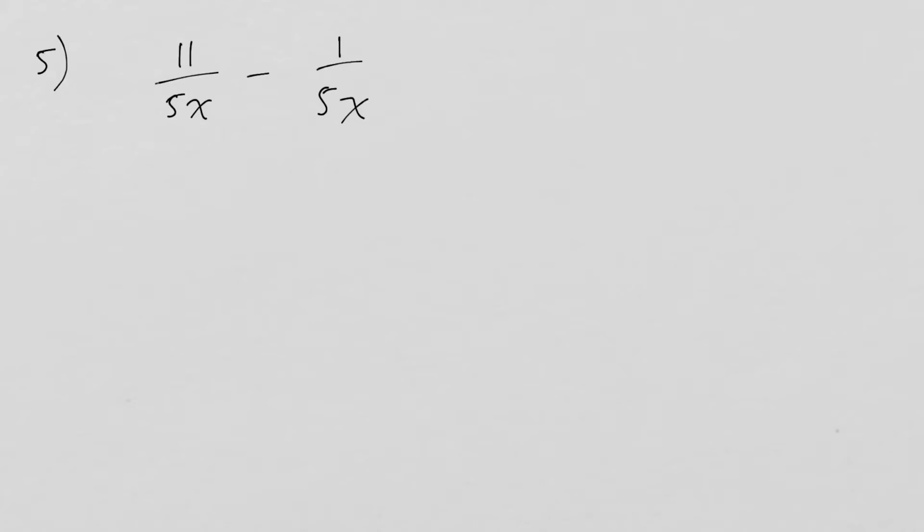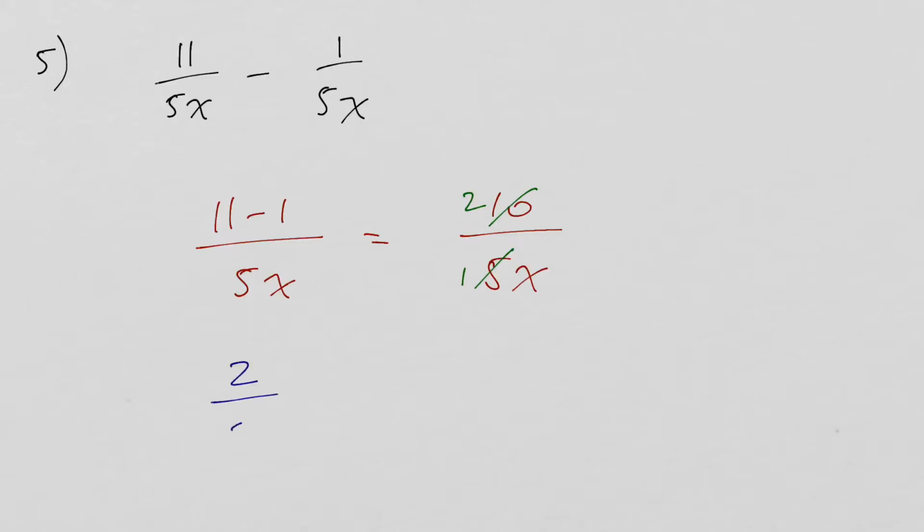Number 5, we have a common denominator. So I'll just have 11 minus 1, which is 10 over 5x. But then we can simplify. 5 goes into 5 once and into 10 twice. So our final answer ends up as 2 over x.